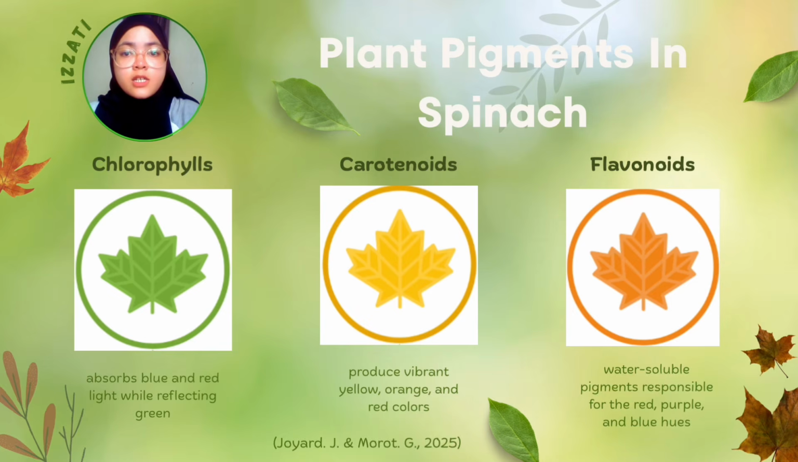Moving on to the internal machinery, let's analyze the key plant pigments found in spinach that drive and support photosynthesis. First, chlorophylls. According to Joyet and Moret in 2025, these primary pigments absorb blue and red light while reflecting green light, which gives spinach its signature green color. Next, flavonoids. These function as antioxidants and water-soluble pigments within plant cells. In nature, they are generally responsible for producing vibrant red, purple, and blue hues. Finally, carotenoids. These are accessory pigments that assist chlorophylls by absorbing blue-green light. They produce vibrant yellow, orange, and red colors, though they are masked by chlorophylls in fresh spinach.